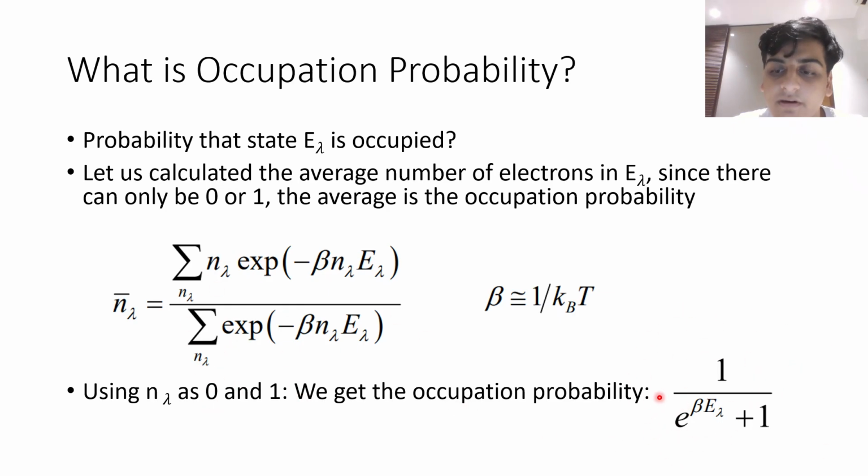So using the result from statistical mechanics, which was the probability that a given electron occupies some state E lambda, we derive the occupation probability itself of the state E lambda, which means this is the probability with which E lambda is occupied by an electron. So that is what we have achieved in this derivation.